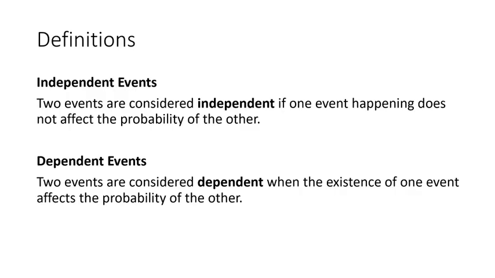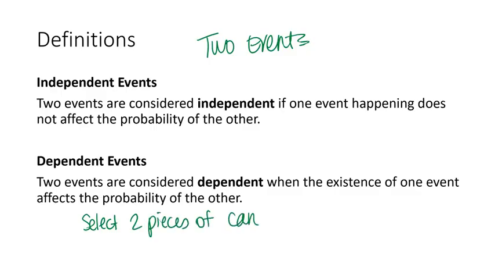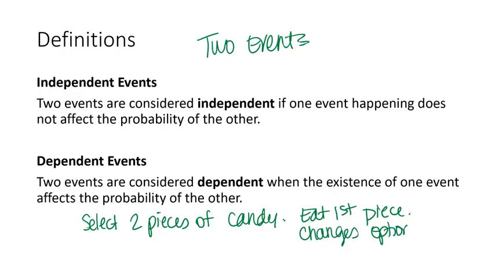However, with dependent events, I'm still looking at two separate events, two separate experiments. Dependent events are when one does impact the other. For example, maybe I select 2 pieces of candy, right? When I eat the first piece, it no longer exists. And so that changes my options for the second piece of candy.